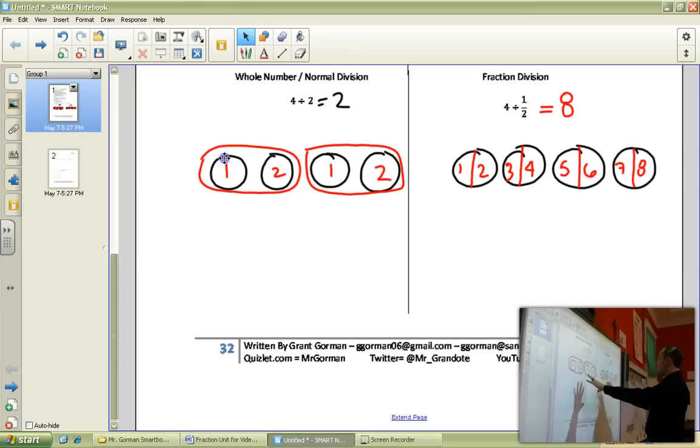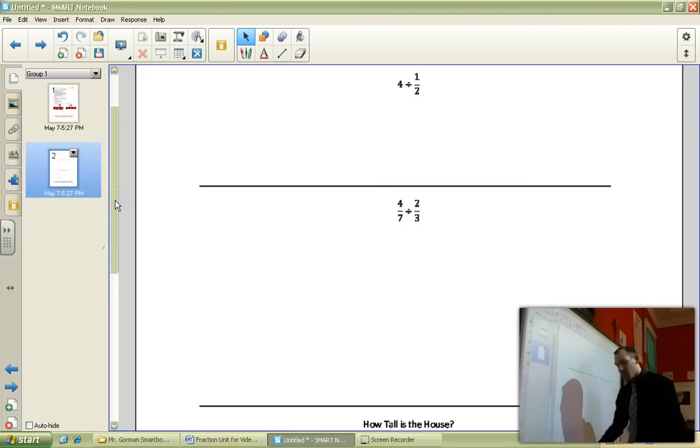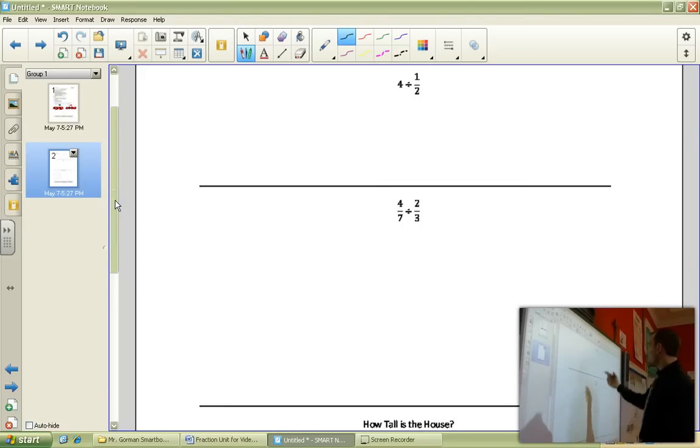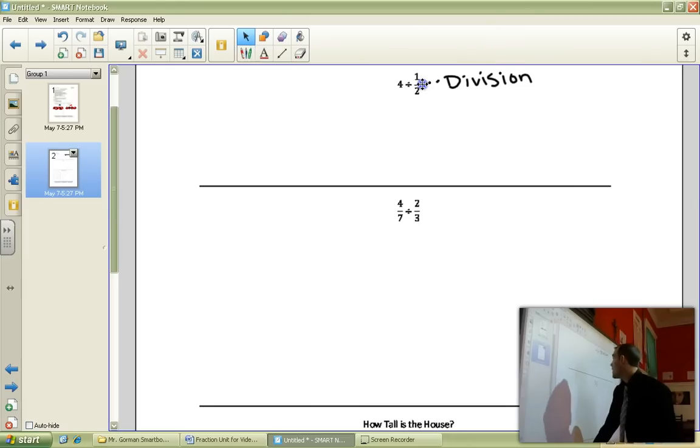You've seen it work with pictures. You can kind of understand it. Now let's look at how it works with the actual math. We're going to do that same problem, okay? And I want you to remember here, you have 4 divided by 1/2. But remember that a fraction bar is actually just kind of like a division sign. It's just a division problem right there. All right, we've got division going on.